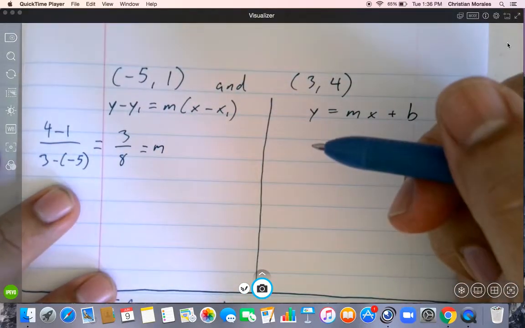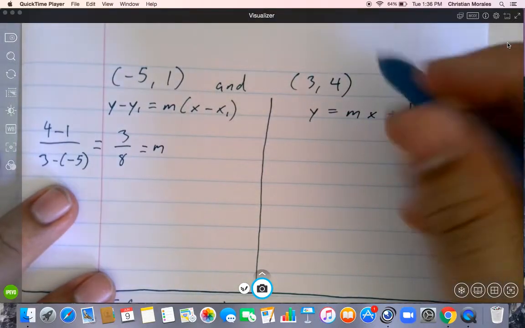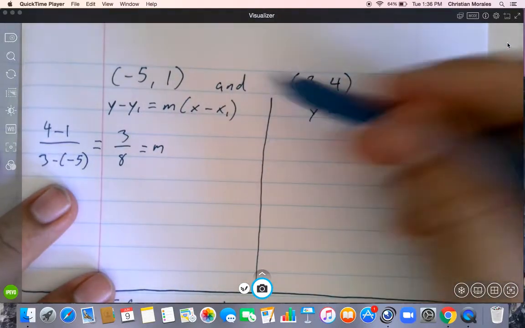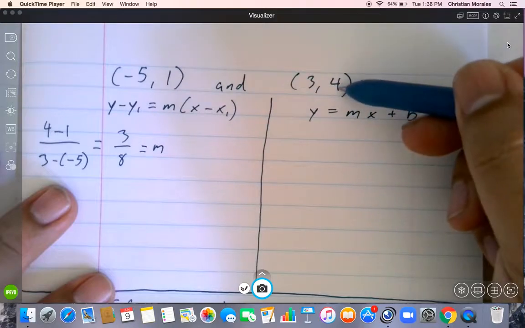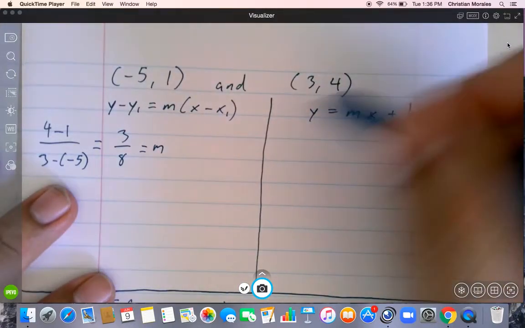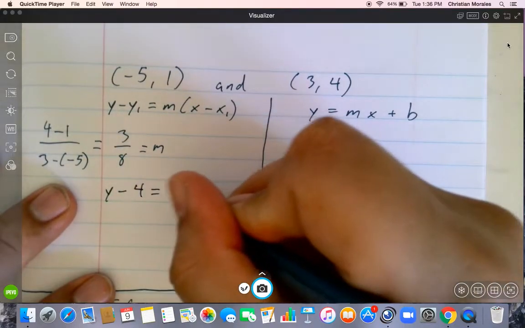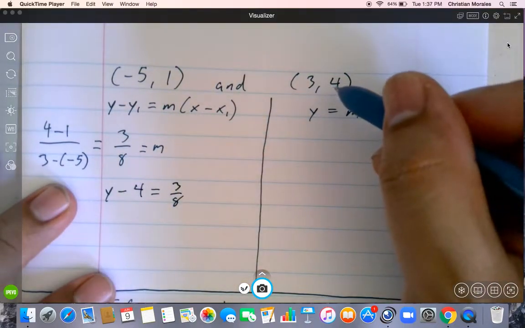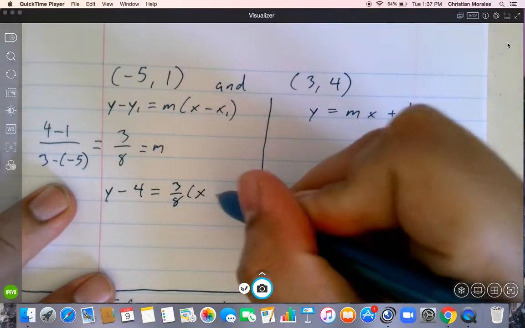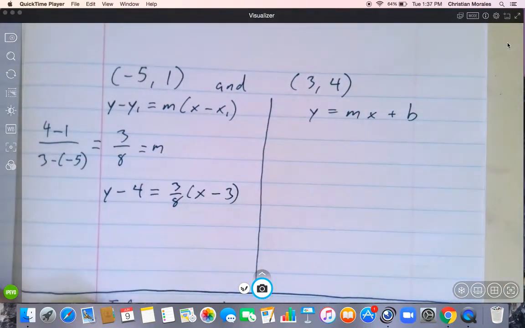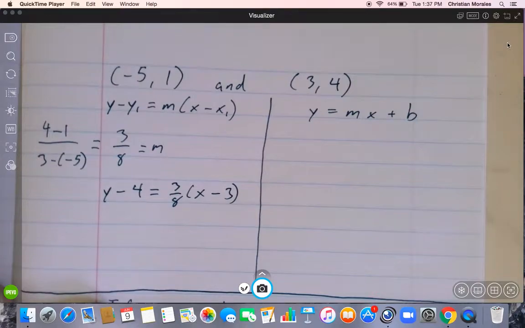That's it. So in my equation, what I would do is I would pick one of these points. So let's just pick this one. Let's pick 3, 4, because I'd rather not pick the one with the negative sign. It would look like this. y minus 4 equals 3/8 (x minus 3). And there you guys go. That's my point slope.